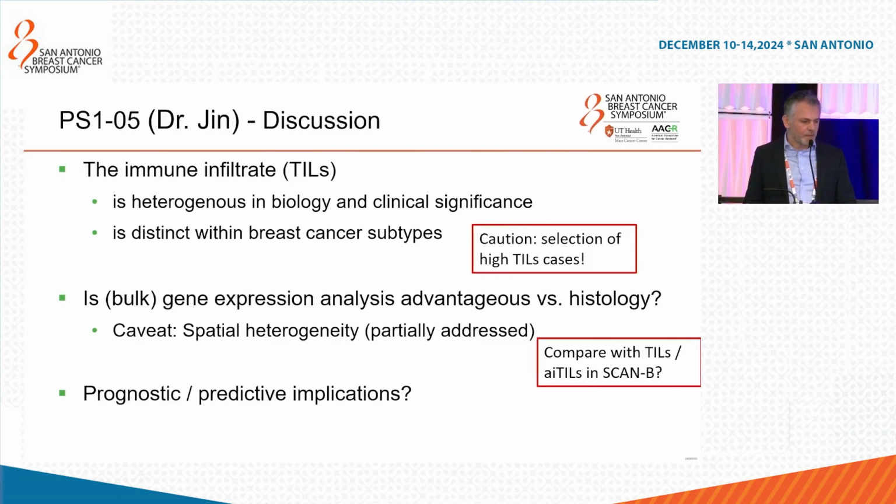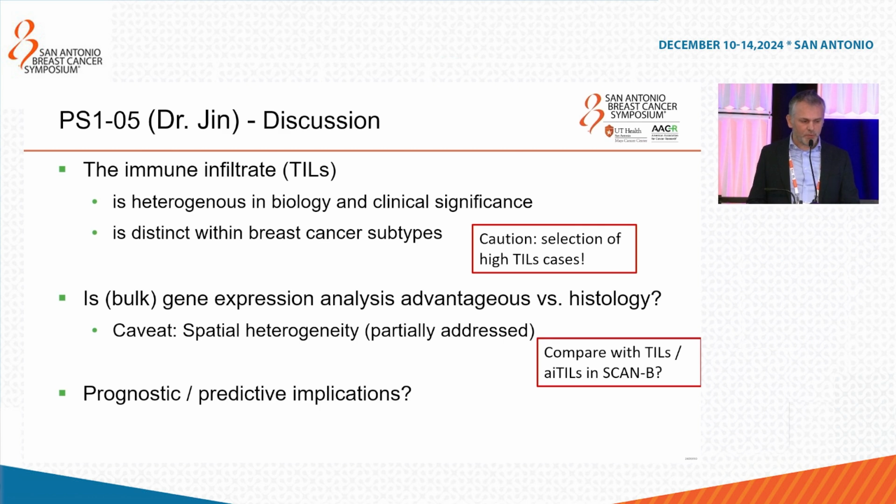So in summary, Dr. Jin and colleagues showed that the immune infiltrate is heterogeneous, both in terms of biology and clinical significance in the breast cancer subtypes, and they're also distinct, at least when it comes to the cases with high TILs. And questions remain: is bulk gene expression analysis better than using histology that is used in most of the studies? And the one obvious caveat in the gene expression signatures is, of course, that the spatial heterogeneity is not addressed, or at least only partially, with the methodology that the researchers used here.